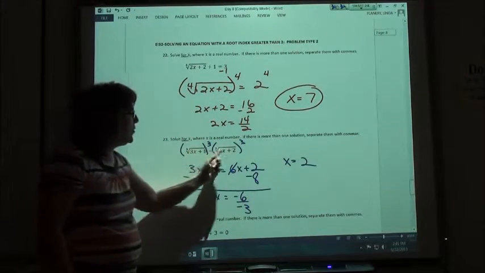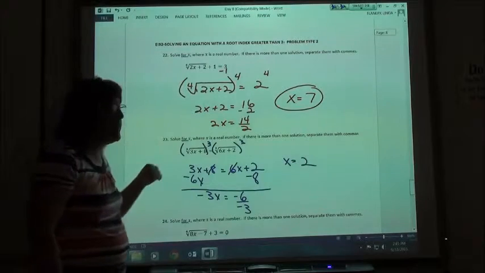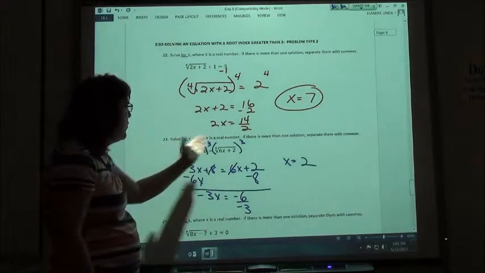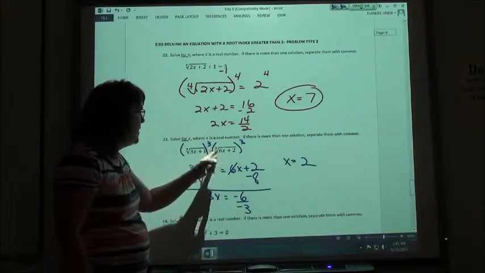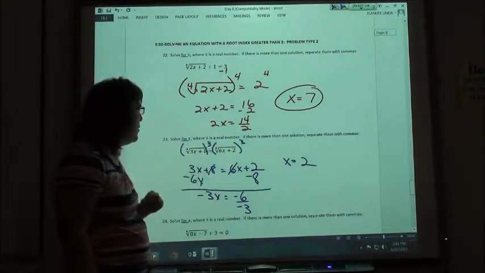So what I'm looking for is, do I get the same number under both of those? I don't really care what the cubed root is because they're both under cubed roots. So 3 times 2 is 6. 6 plus 8 is 14. 6 times 2 is 14 plus 2 is also 16.